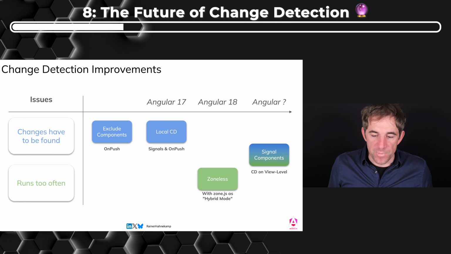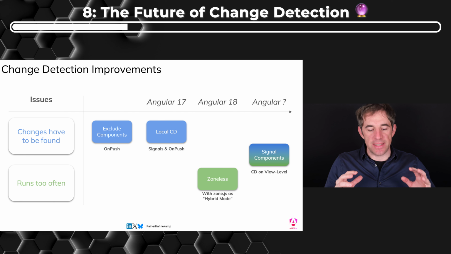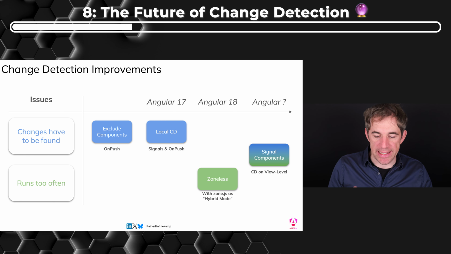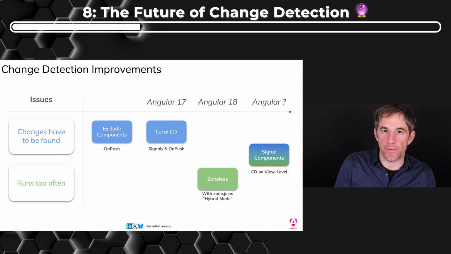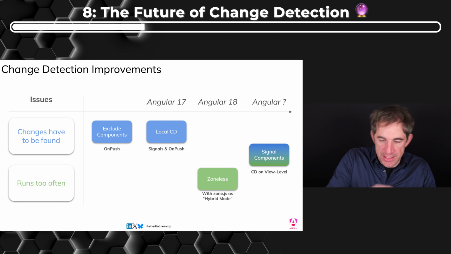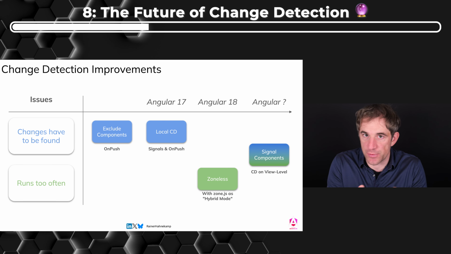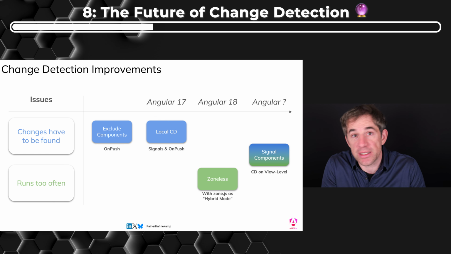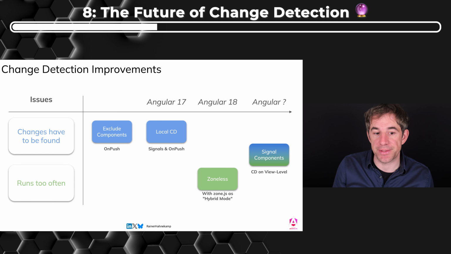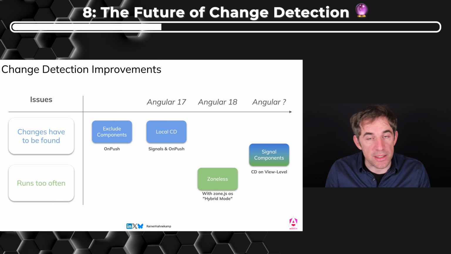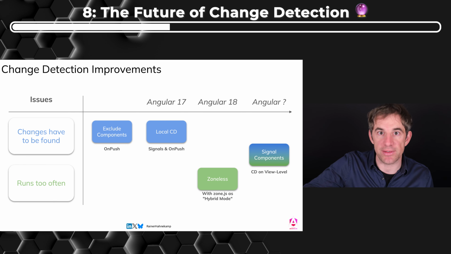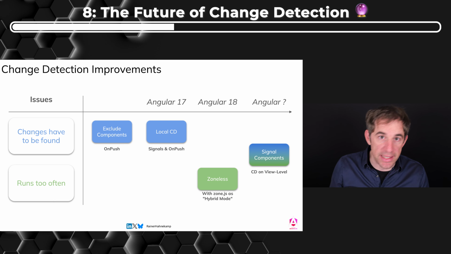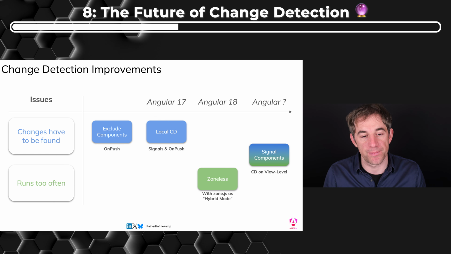That means that a component usually contains smaller parts, and we call them views. So if you have an if, for example, then this region kind of itself is a view, and you can then have multiple views in a template. Now, with signal components, the change detection could operate only on a view level. So it doesn't have to check the complete component, but only the view.